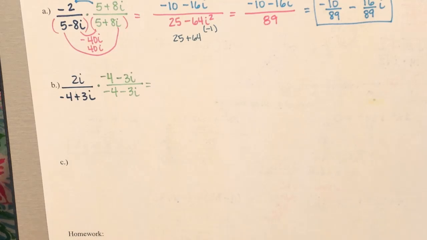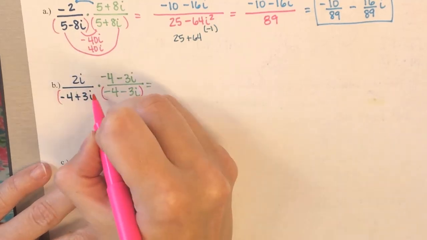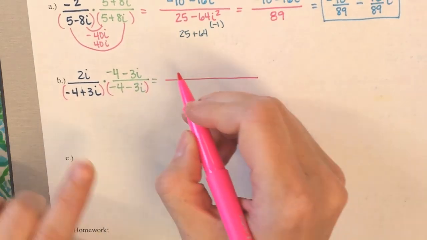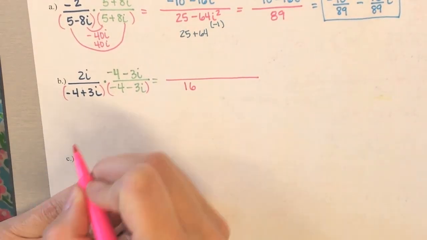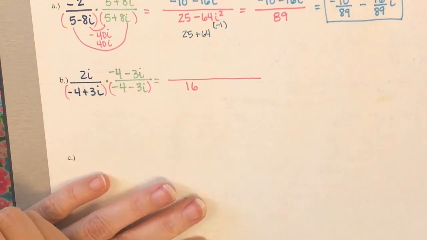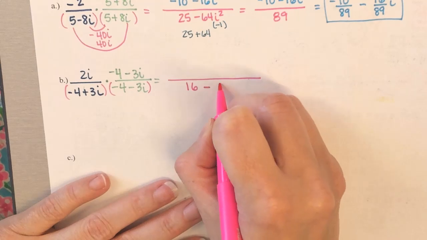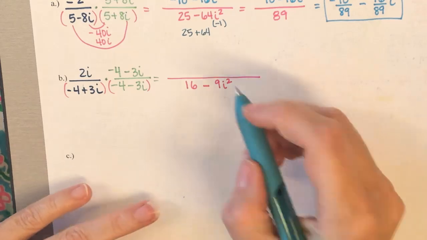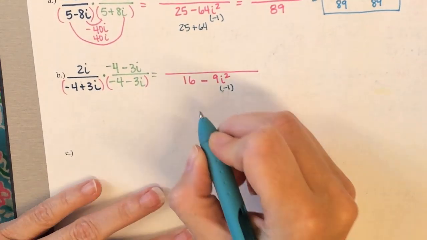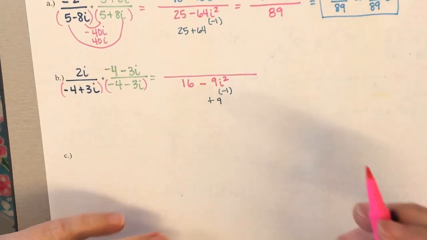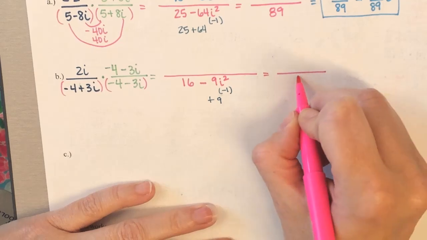Okay, and then again, we're going to FOIL on the bottom. So when you're doing this, negative times a negative is going to be a positive. You can just do this check in your head, the negative 12 and then the positive 12. And then a positive times a negative is a negative. And then, of course, we're going to be plugging in that negative 1 for i squared. So this becomes 16 plus 9. What's 16 plus 9? 25.